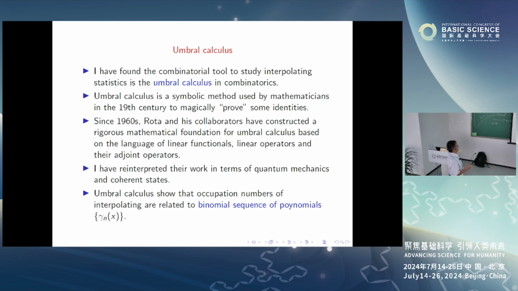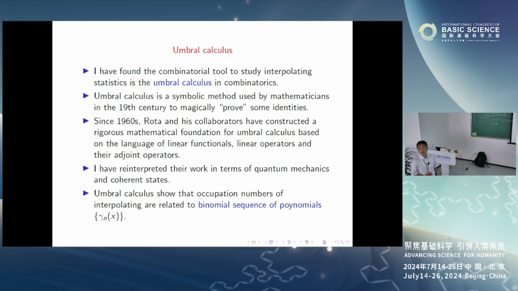Then, surprisingly, I found that there is a combinatorial tool called umbral calculus. It's a very useful tool to study the interpolating statistics. Umbral calculus is a symbolic method used by mathematicians in the 19th century to magically prove, with quotation marks, some combinatorial identities. They were not believed to be rigorous originally, but since the 1960s, Rota and his collaborators have constructed a rigorous mathematical foundation for such things, based on the language of linear functionals, linear operators, and their adjoint operators.